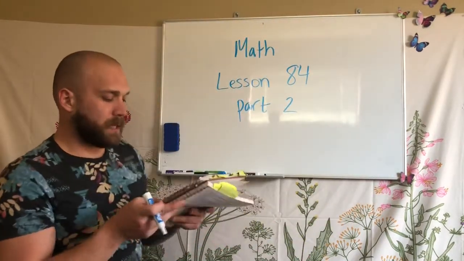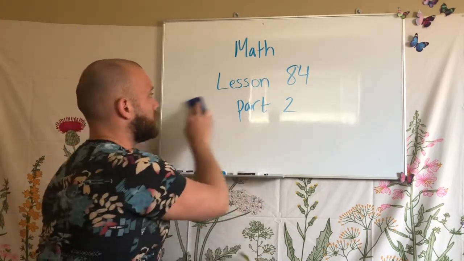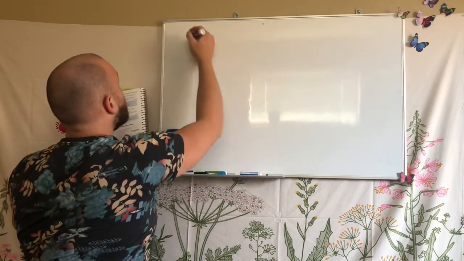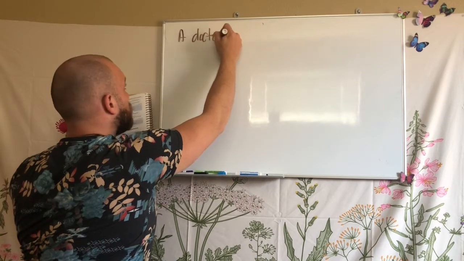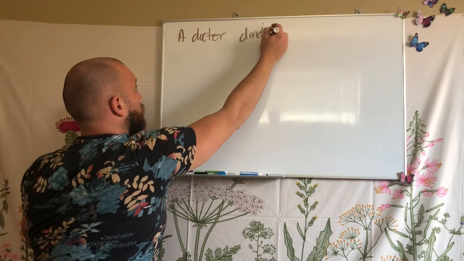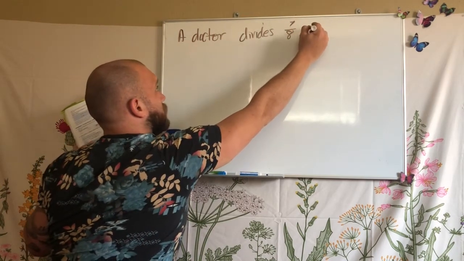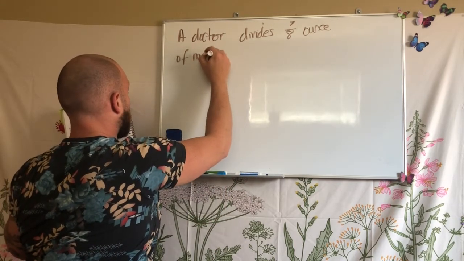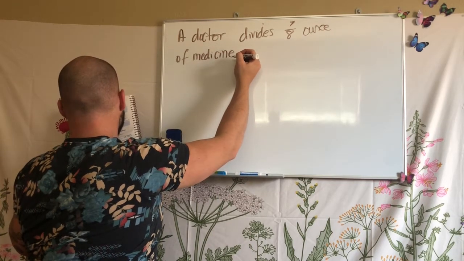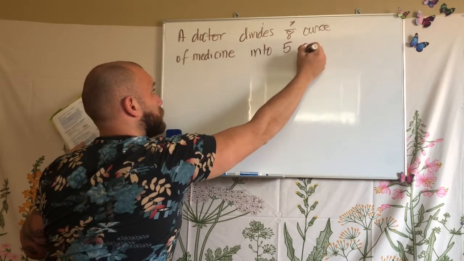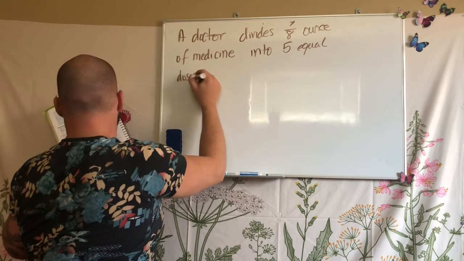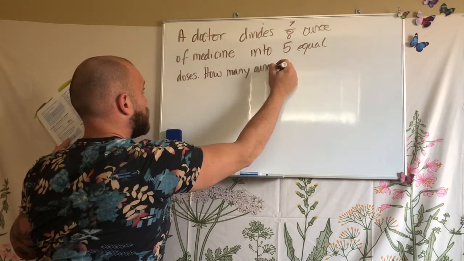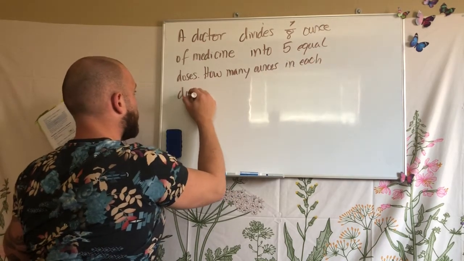All right, so let's start this off with fraction word problems using division. Give me a second to write the equation on the board. This is going to be in Part 2 in your textbook. A doctor divides 7/8 ounce of medicine into 5 equal doses. How many ounces in each dose? There's our question.